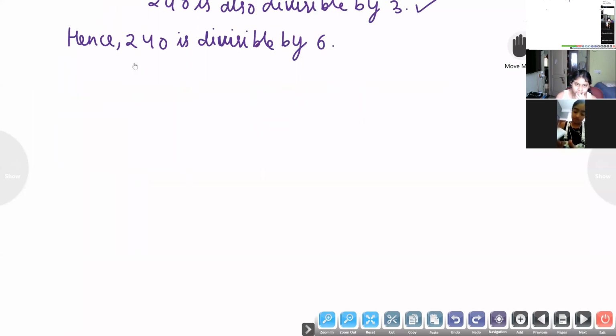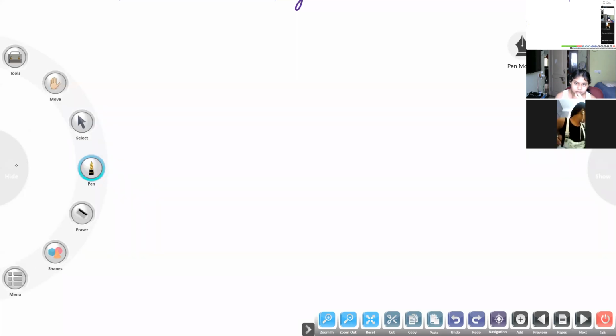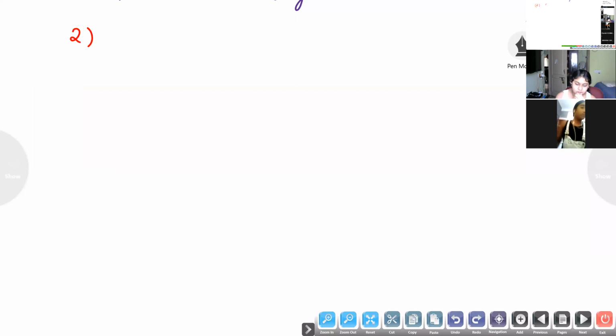Next, second example. Example 2. 48,421. Firstly, I want to check this digit is divisible by 2 or not. No. Why no? Because 1 is present in one's place. Then if this number is not divisible by 2, then directly we can say this number is not divisible by 6. No need to check divisible by 3.